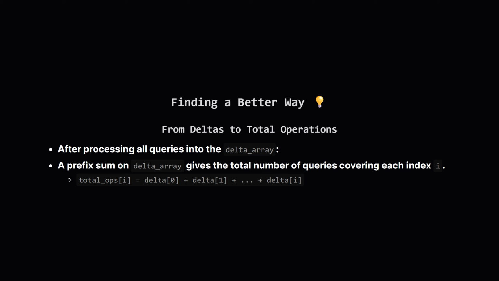Now how do we find out the total number of distinct queries covering any specific index? We can do what's called a prefix sum on the delta array. We just walk through it, keeping a running total. This running total at any position will tell us exactly how many queries are active and covering that spot. Let's call this the total operations available at index i.